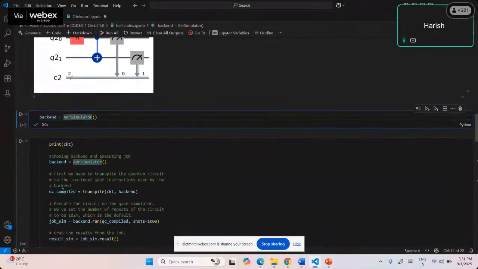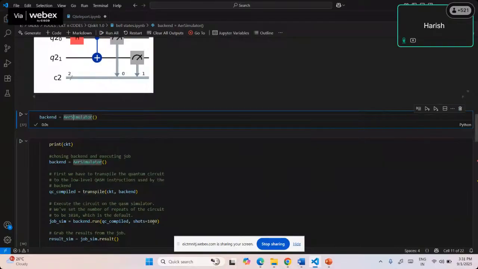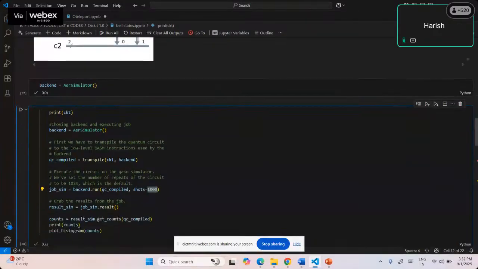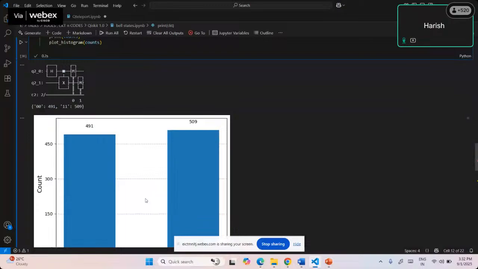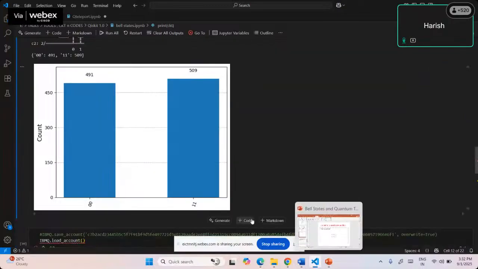Now we are printing it, and we are transpiling it. Transpiling is not required here, but when you run this on actual quantum computers, the circuit is mapped according to the qubit topology of the actual quantum computer. We are running it 1000 times, printing the results and printing the histograms. So what we are expecting is that if we run the quantum circuit 1000 times, almost 500 times we will get the 00 state, and 500 times we will get the 11 state. So let me run it again.